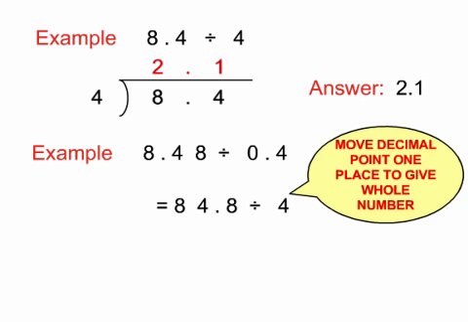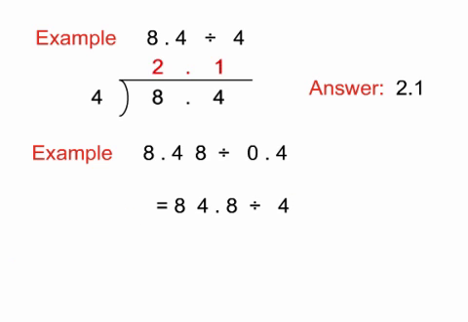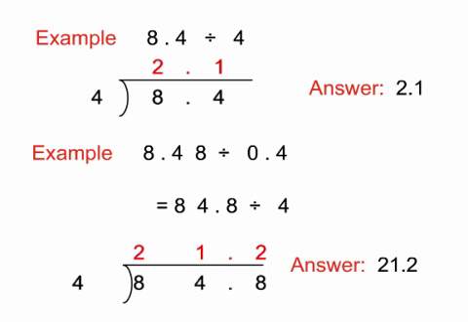But what we do to one decimal, we have to do to the other decimal. The 8.48 has to be changed as well. So moving the decimal point one place to the right gives the new decimal 84.8. So we now have 84.8 divided by 4. So now we go ahead and carry out the division.